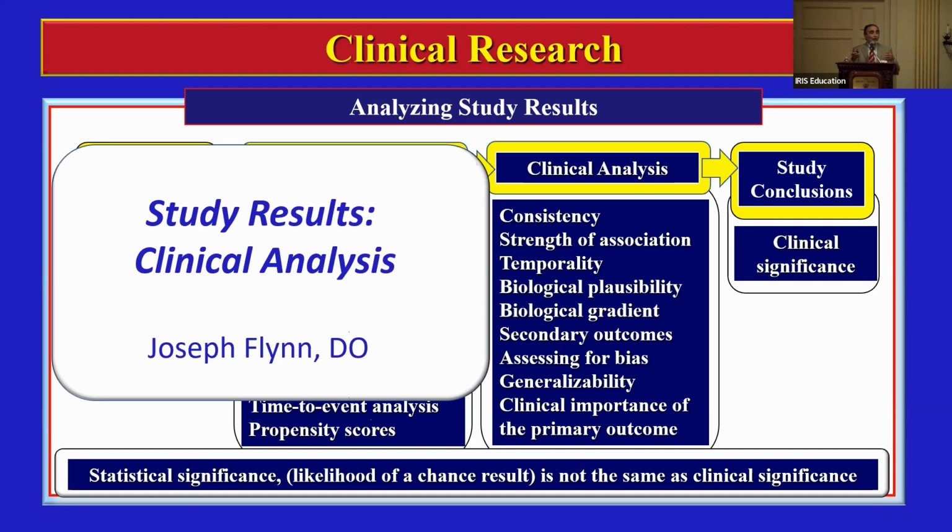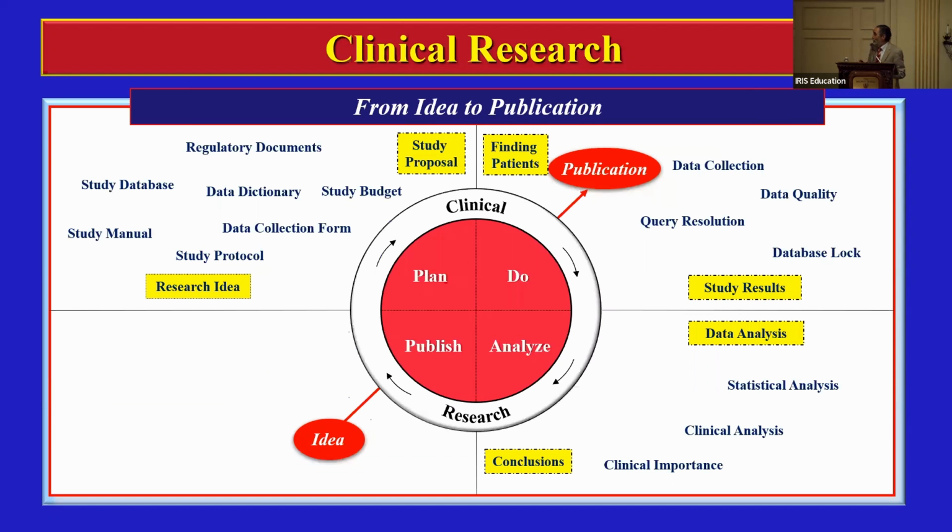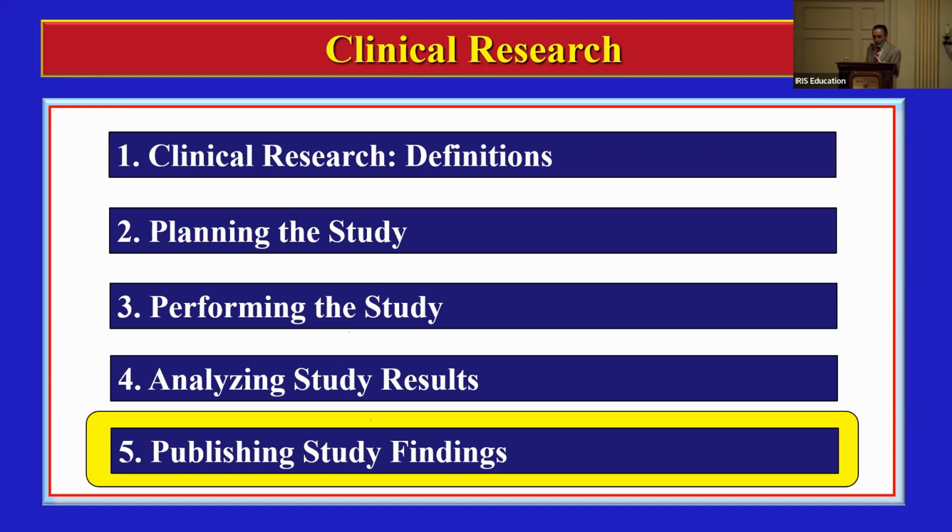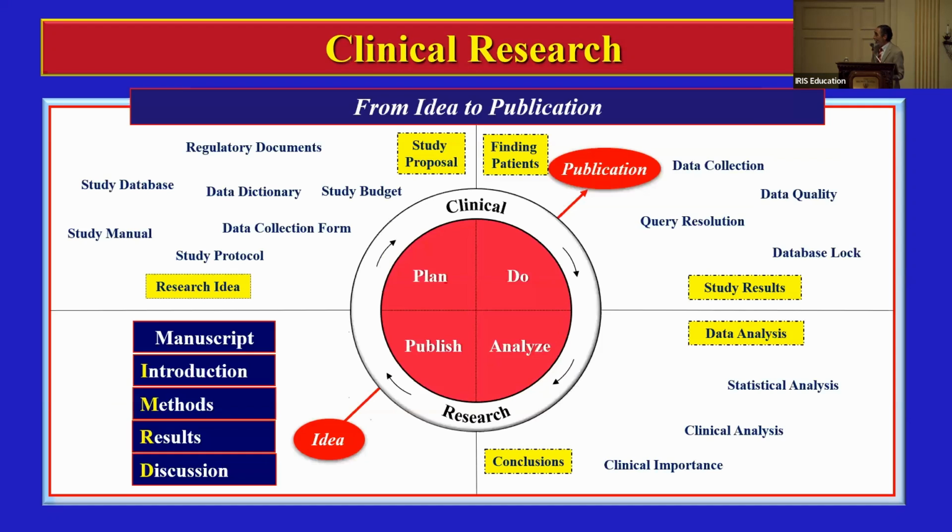Again, each one of these topics is for a long discussion, but we have only 20 minutes. Dr. Joseph Flynn is going to give us an overview: how do we look at the data, and how do we know that this data is clinically significant? With this, we finish with the analysis, and now we have the study conclusions. And then we are going to publish the studies. As with everything that we do, there is a structure: the introduction, methods, results, discussion.